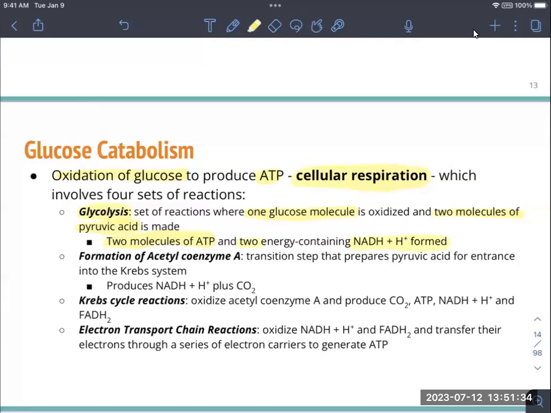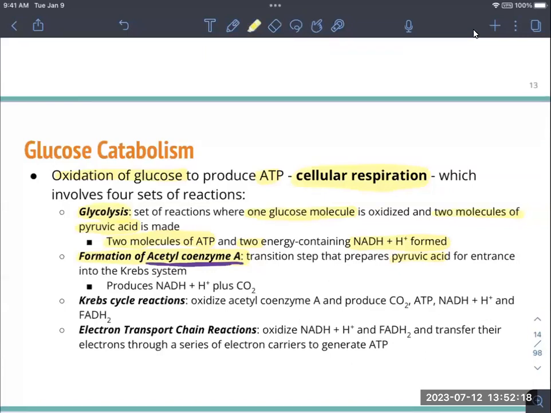The next step is the formation of acetyl-CoA. This is where we take that pyruvic acid and we get it ready to go into the Krebs cycle, also known as the citric acid cycle. For this pyruvic acid to enter the citric acid cycle, we need to make acetyl-CoA, or acetyl coenzyme A. This is what we put into that Krebs cycle as the next step. This is where we start the aerobic respiration, where we start using oxygen.